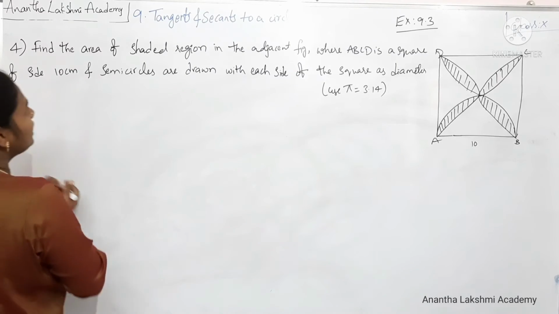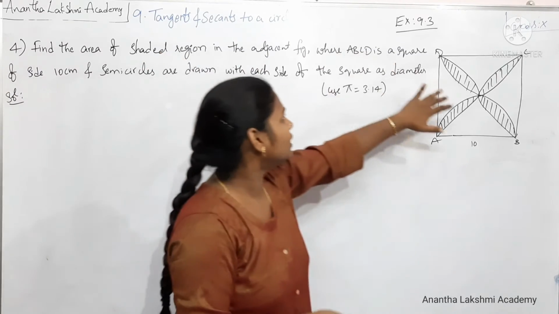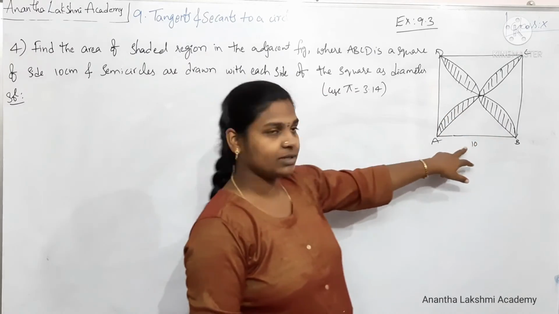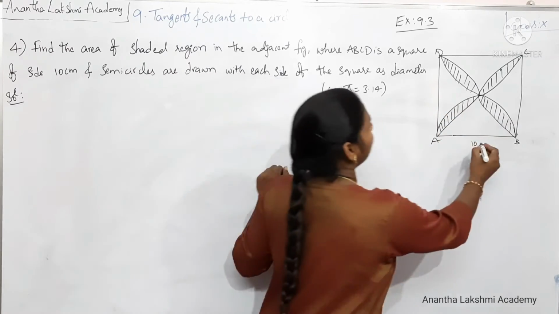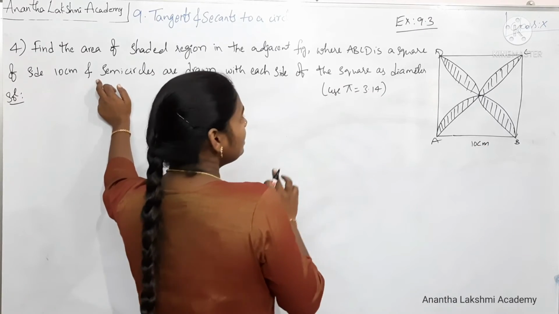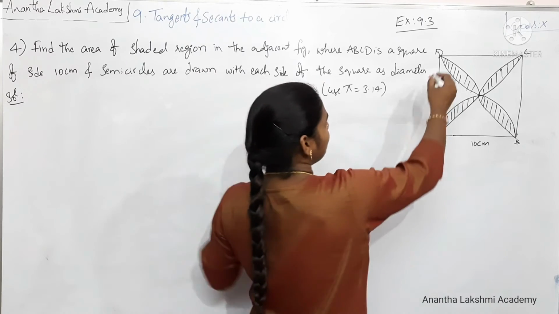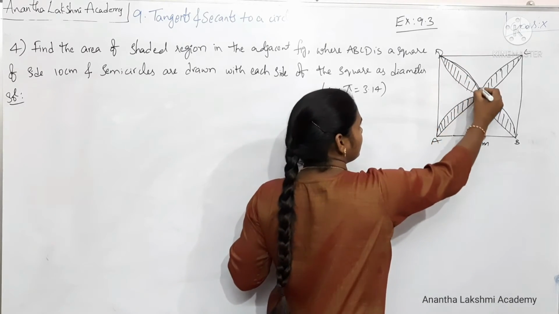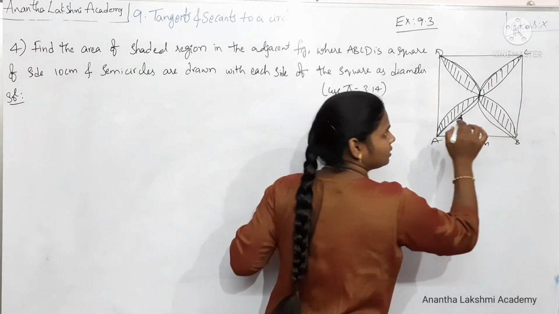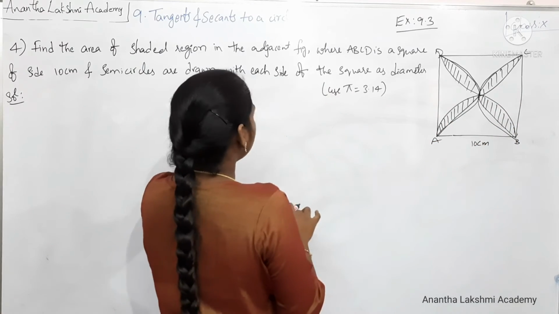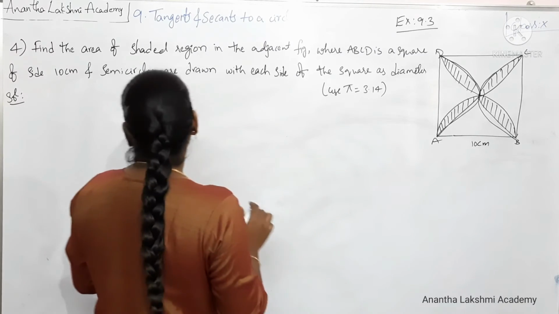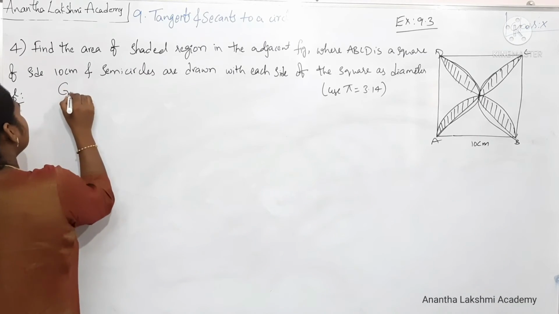So find the area of the shaded region in the figure, where ABCD is a square of side 10 centimeters. The side of the square is 10 centimeters, and semicircles are drawn on each side. So this is a semicircle and this is also a semicircle, with each side of the square as diameter. Use pi equal to 3.14. What is given for us?